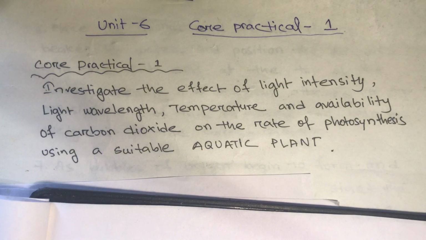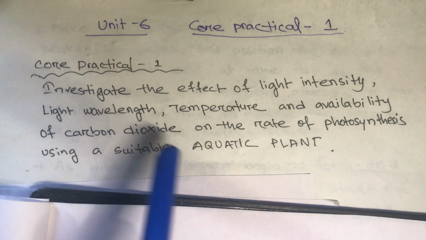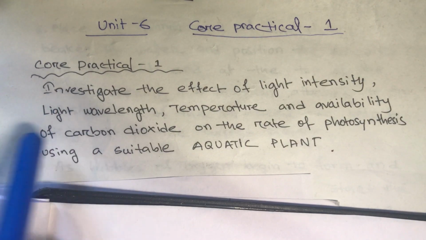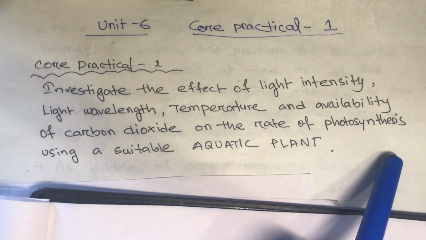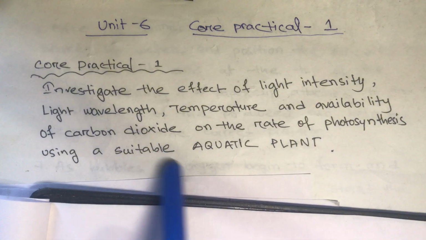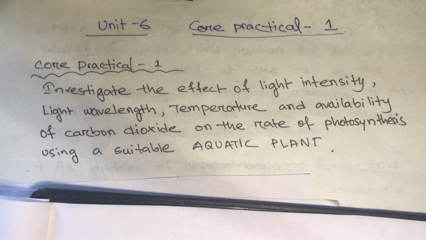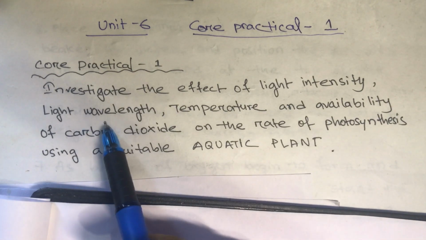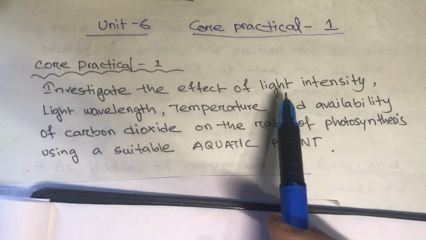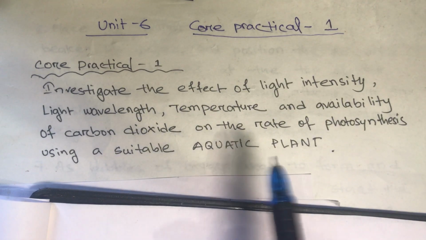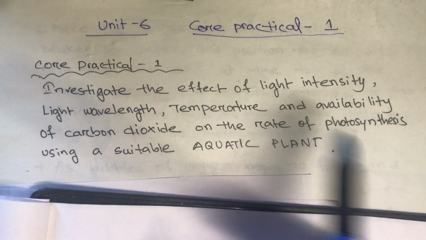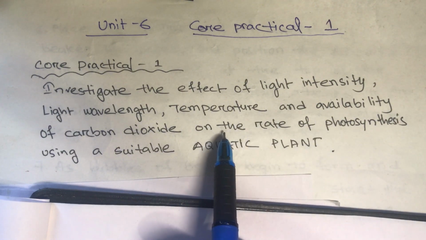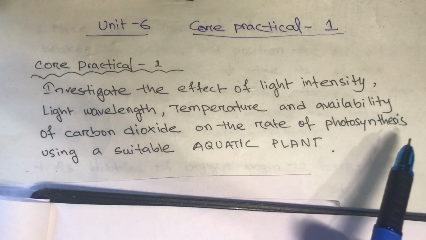Today we'll be learning about the effect of light intensity and light wavelength on the rate of photosynthesis by using an aquatic plant. So here, light intensity and light wavelength are both independent variables. And which is the dependent variable over here? The dependent variable is the rate of photosynthesis.